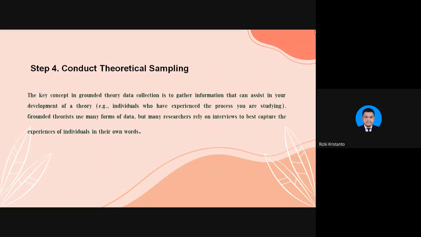The key concept in grounded theory data collection is to gather information that can assist in your development of a theory, for example, individuals who have experienced the process you are studying. Grounded theories use many forms of data, but many researchers rely on interviews to best capture the experiences of individuals in their own words. Next, please.